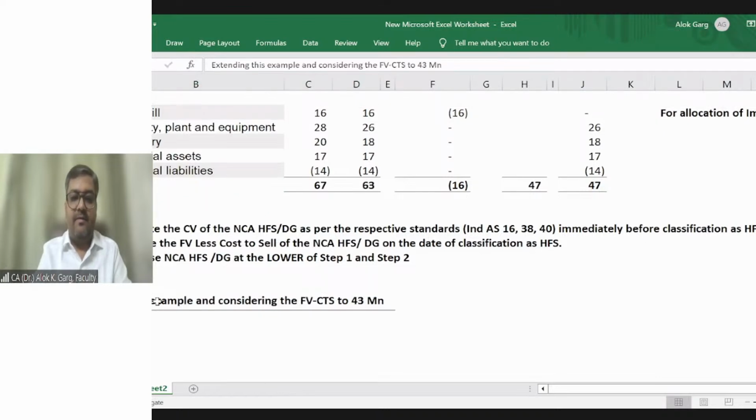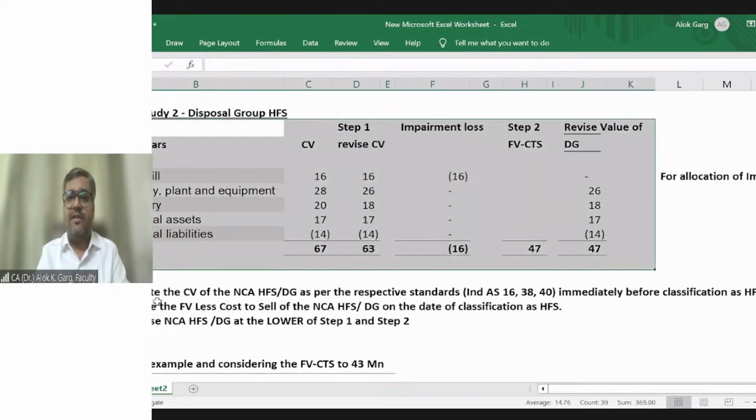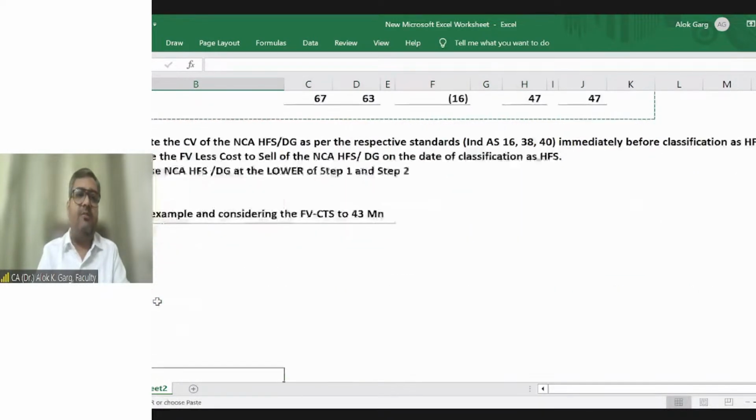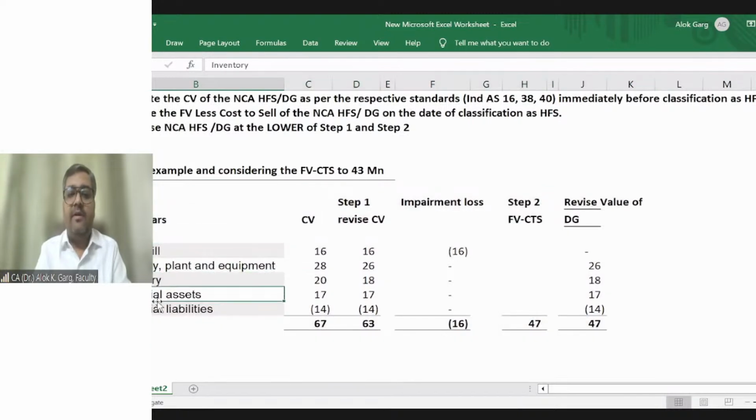Let's discuss this part. Earlier the loss was 16 million and the goodwill was also 16 million, so you hit the goodwill. Just for the sake of your revision, I am extending this example. In this example, the carrying value was the same, the step one revised carrying value was the same. But let's say fair value less cost to sell becomes 43 million. What will be my impairment loss? It will be 63 minus 43, which is 20 million.